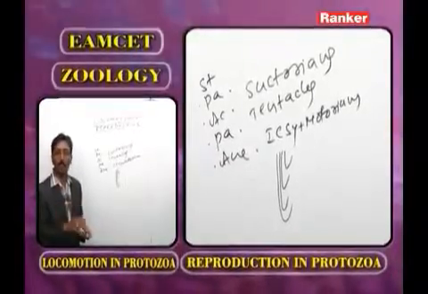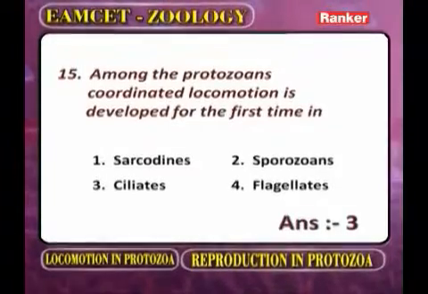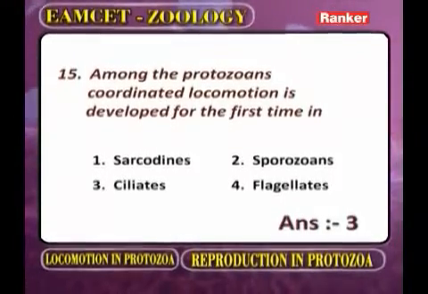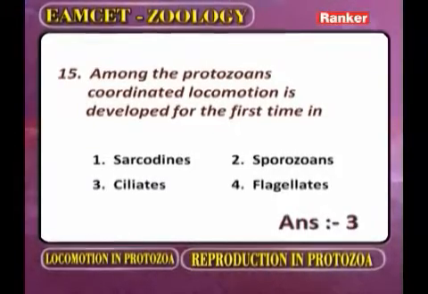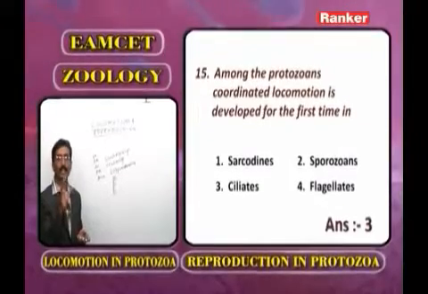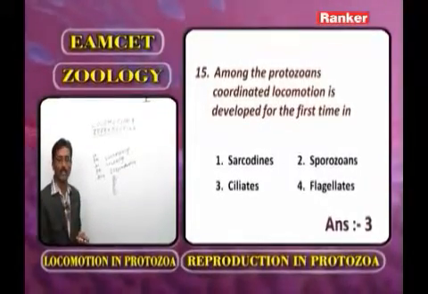Among the protozoans, coordinated locomotion developed for the first time. One is sarcodines, eliminated. Second one, sporozoans. Third one, ciliates. Fourth one, flagellates. The neuromotor system is present in the ciliates. Now, what is the correct answer? The ciliates. Now, we go for the next question.